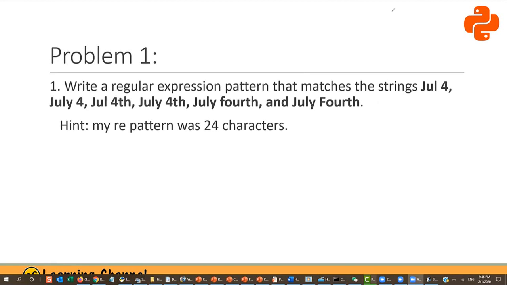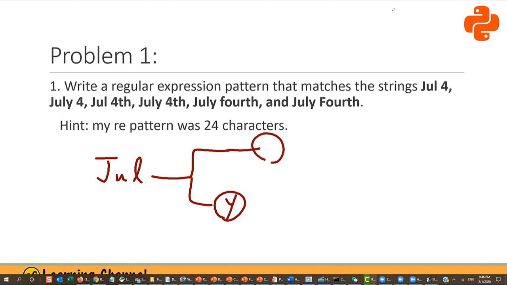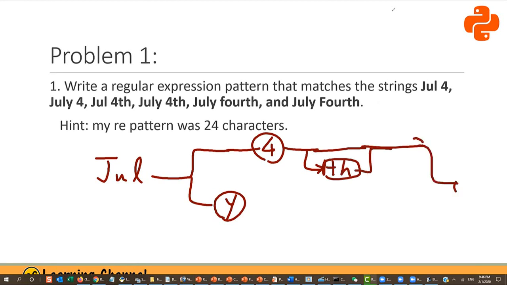So that's the analysis, okay? Basically you have JUL, that's the definite part, that's for sure. But you will follow it by either nothing or with a Y. With a Y and no Y, they will completely go different paths. So here you go into here, and you will go to 4 and 0 or 1 times of the TH, and come back to here and finish. This one finishes at the end.